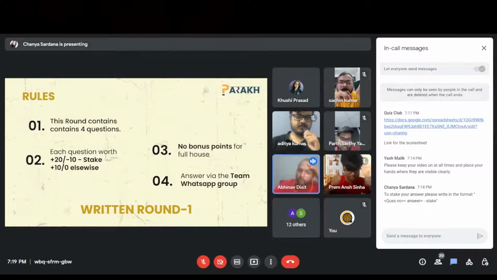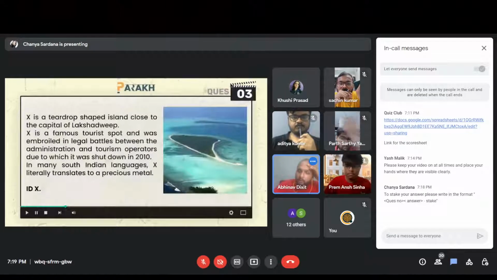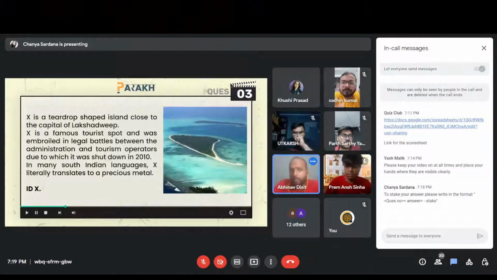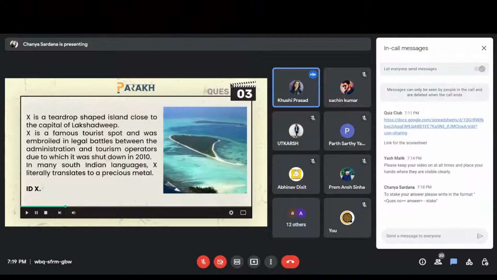Individual questions as well, right? Not the whole set. Only for written round. Yeah, for these four questions, we can stake individual questions. You don't have to stake the whole set, right? Yes, you have to stake individual.